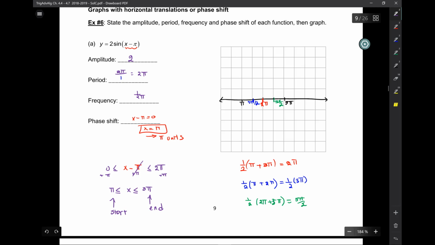Now, the function is sine, but the amplitude is 2. So I'm going to start at 0, up to 0, down to 0. Oh, there's no line. Where is the y-axis? It's like back there. If this much is pi, then it's here. So it's like right on the edge.